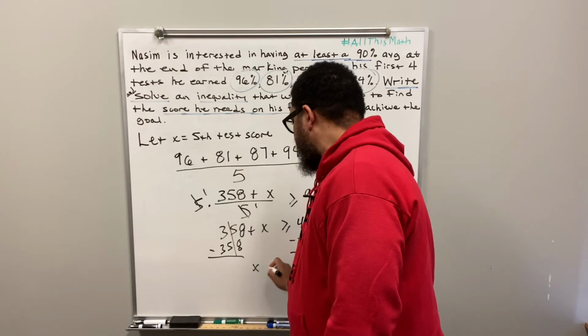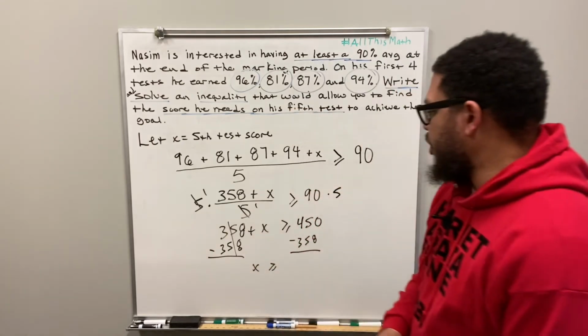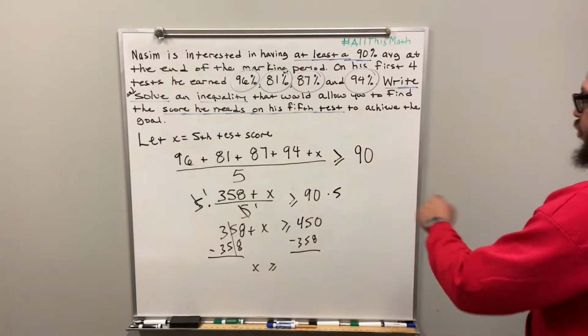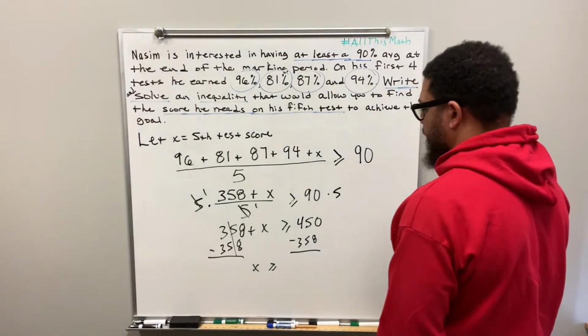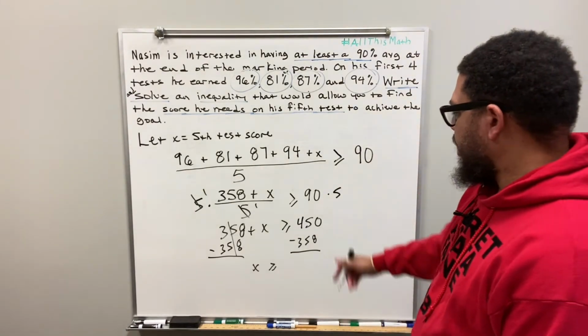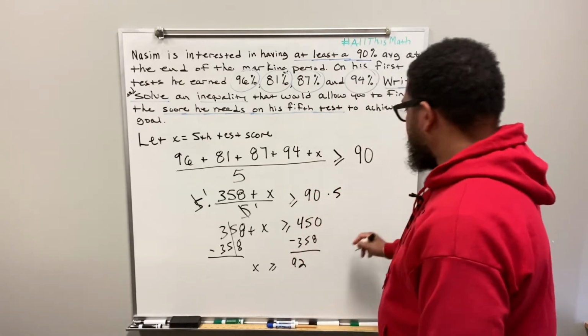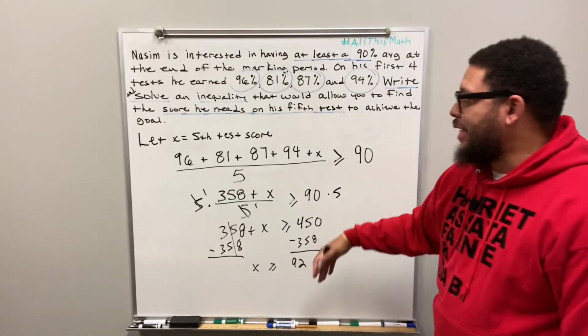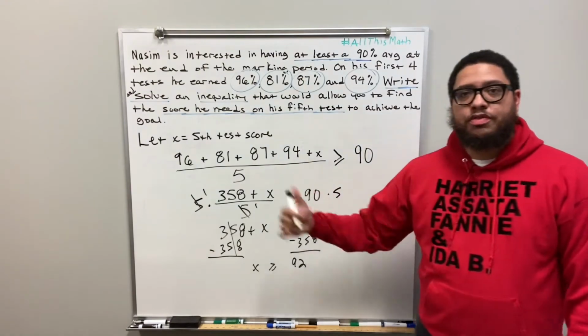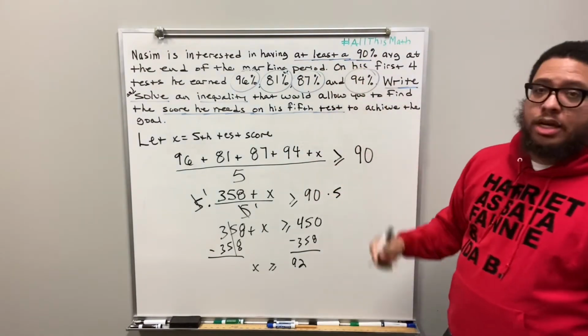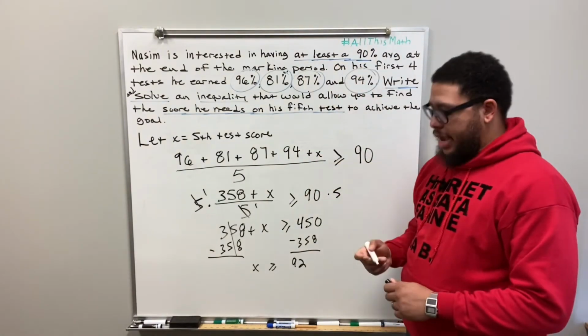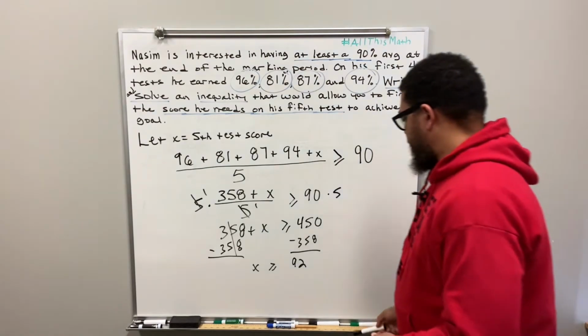So then I got x is greater than or equal to what? The difference between 450 and 358, right? So that's going to be 92. So we're saying that he needs at least a 92 on his fifth test in order to get a 90% average in that class. All right.